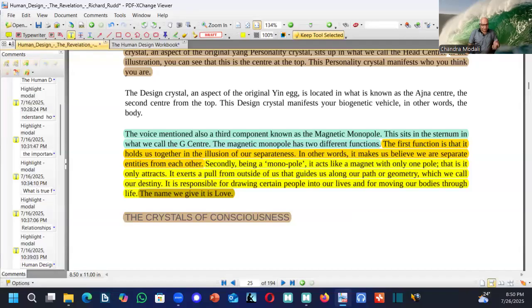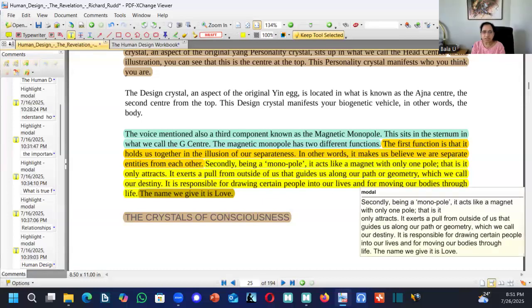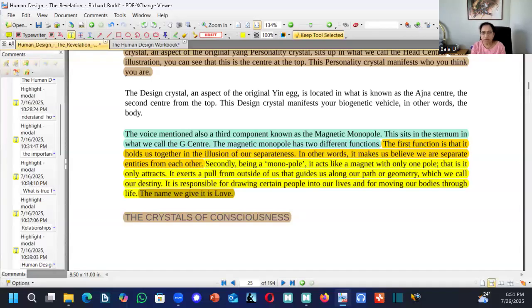The crystals of consciousness now. So what has he told? He has told us about the G center, which is doing two functions. Actually, the separatedness. The seven chakras have got two more chakras. The mutation of the seven chakras has undergone a change and become additionally the spleen chakra and the G chakra. I don't know the full form of G chakra. He just calls it the G center. This G center, he says, causes an illusion of separatedness. Also, it attracts the people into our life, according to our destiny.